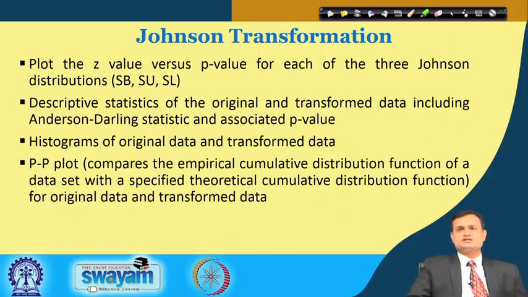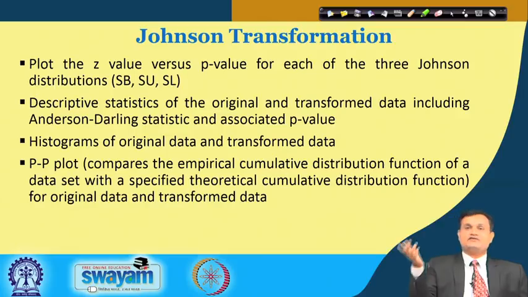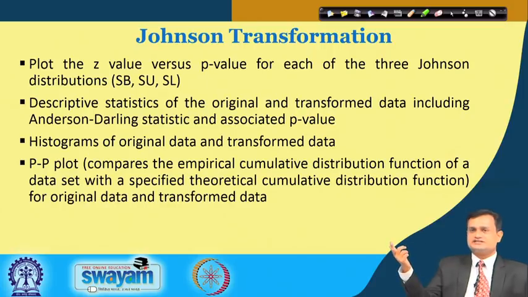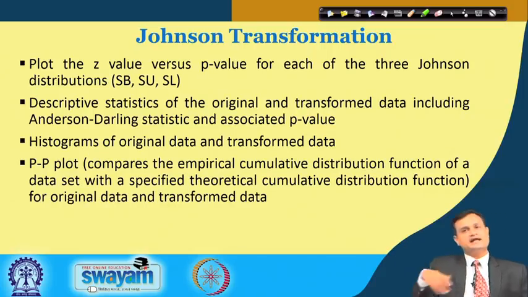So, descriptive statistics of original and transformed data including Anderson-Darling statistics, which basically checks the normality of the data and the associated p value. So, histogram of the original data and the transformed data can also be compared for visual purpose, and you can have the PP plot which typically compares your empirical distribution function and theoretical cumulative distribution function.